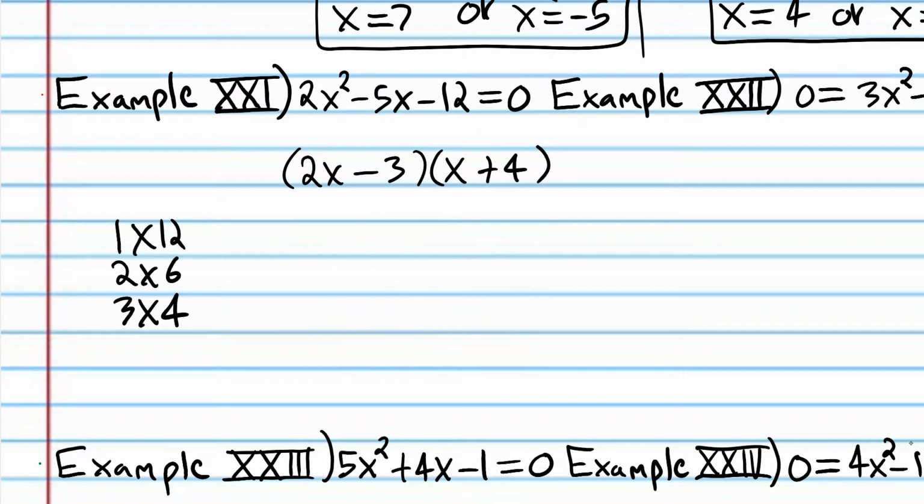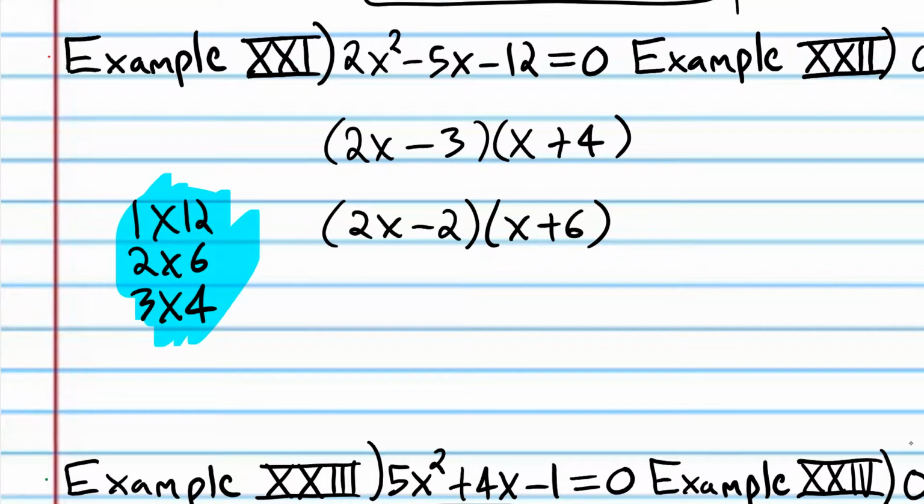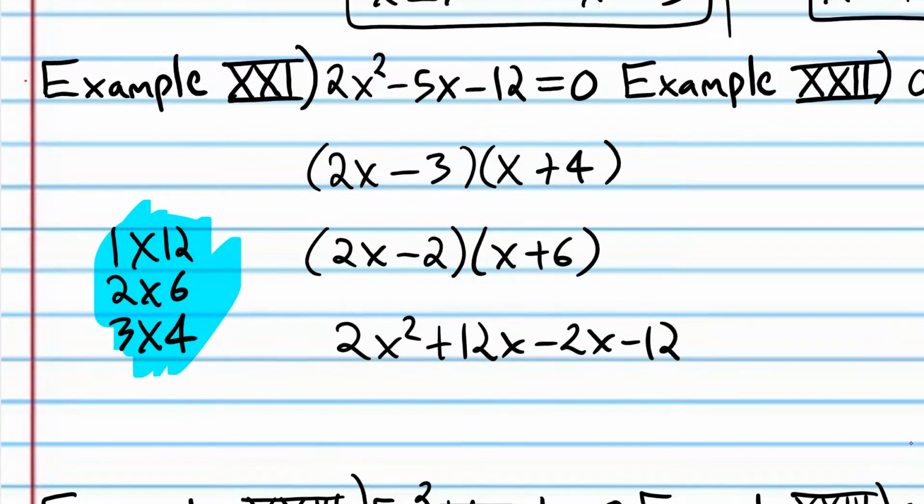And again, you might have to try a couple of these, and it may not work. I'll give you an example of something that doesn't work. Let's try 2 and 6. If you FOIL, you get 2x squared, and we set it up that way, so we don't really need to check that. You get 12x, and you get negative 2x, and then you get negative 12. Again, we already know negative 12 is going to be right. But then when you add these up, you get 10x. Our answer is not 10x.